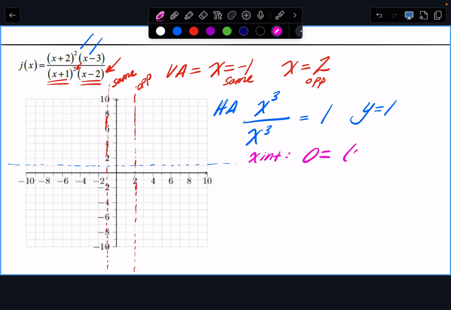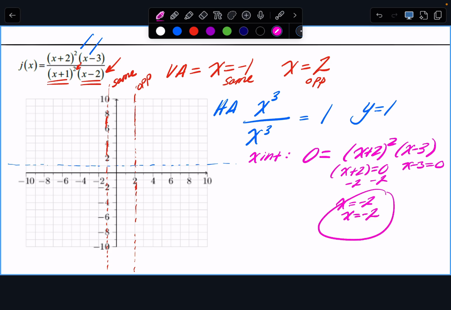X-intercepts are the top equals 0. Ooh, I love this one because it's something we haven't seen. Because it's factored on top, this is easy to find. You'll just set x plus 2 equal to 0 and x minus 3 equal to 0 and solve. So X equals -2. X equals -2. Didn't that happen 2 times? So it's going to bounce.